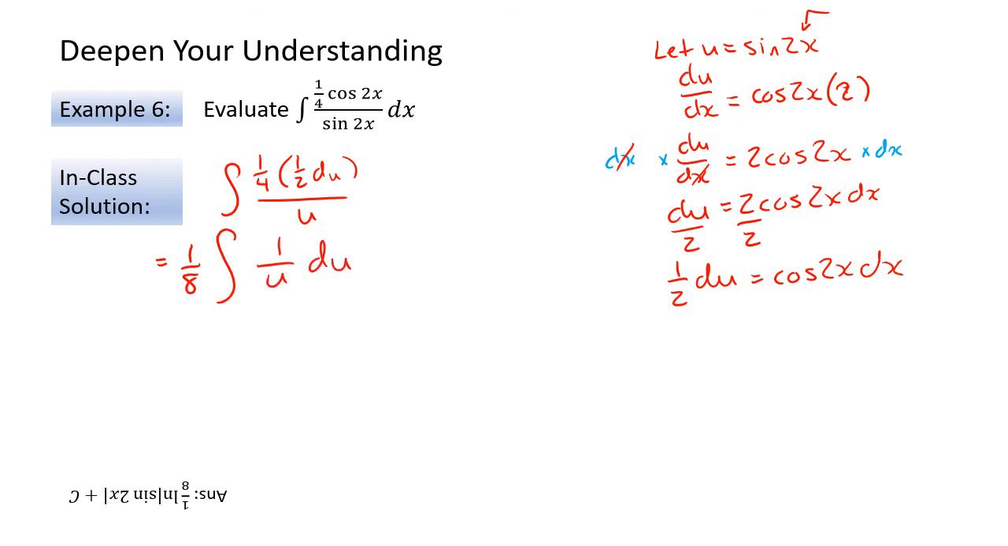So we come back to that same integral, 1 divided by u, and this is to the exponent 1, remember? So you can't use the power rule, but you can use ln. So this is the same as 1 over 8 times the ln of the absolute value of the function u plus a constant. So now simply substituting in the value for u, we get 1 over 8 times the ln of sine 2x plus a constant. Okay?